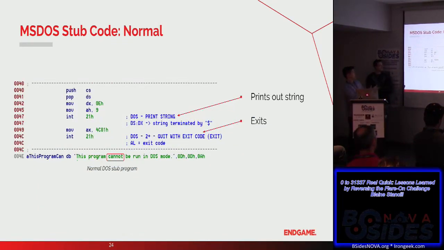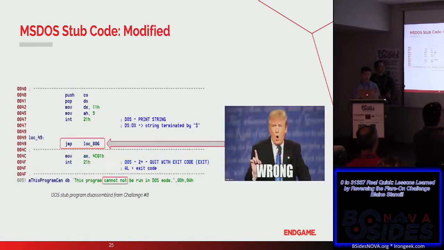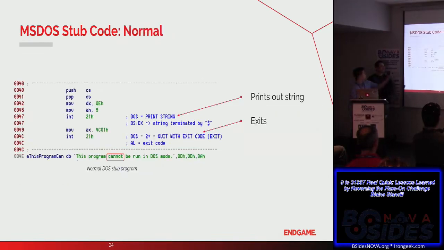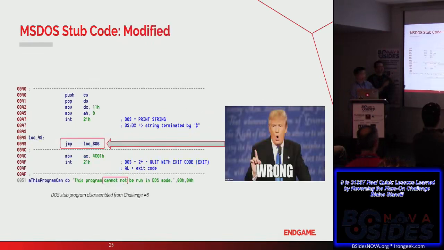So here is an example of what a normal MS-DOS stub code section looks like. As you can see, all it does is print out the string "This program cannot be run in DOS mode," and immediately exit after that. And this is what we see for challenge 8. As you can see, it looks a little different than the normal MS-DOS stub code.